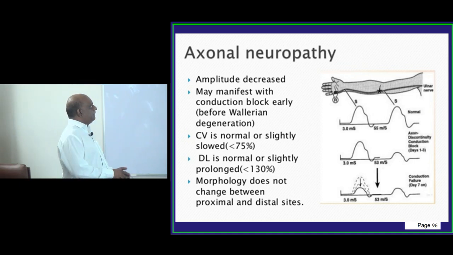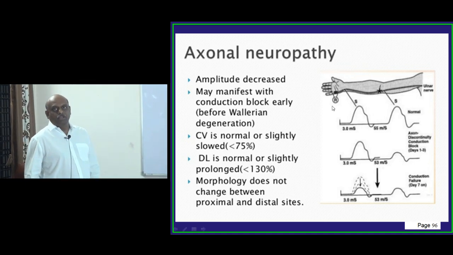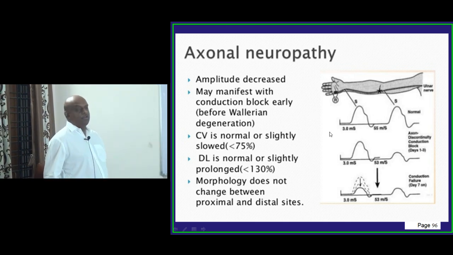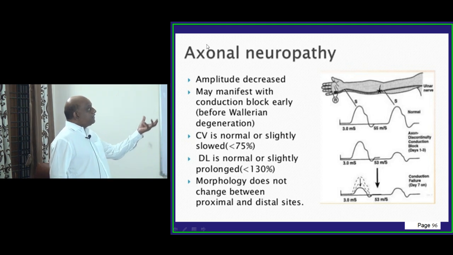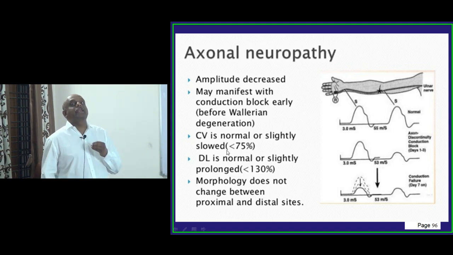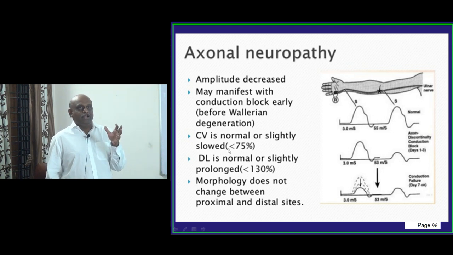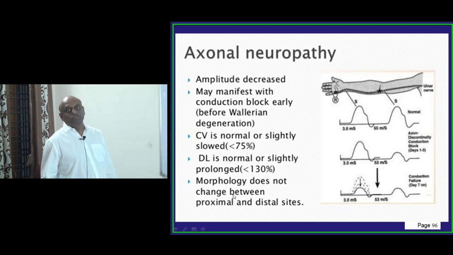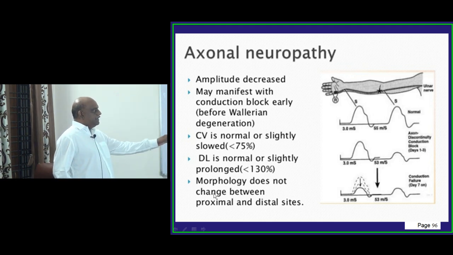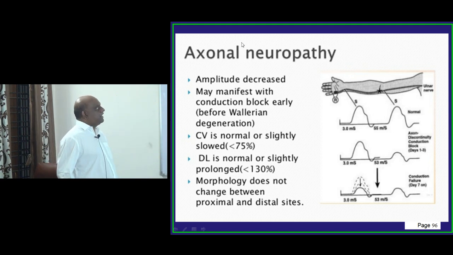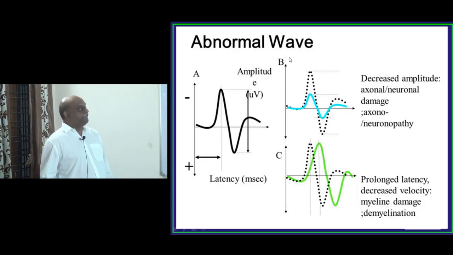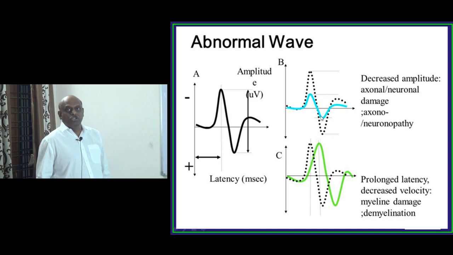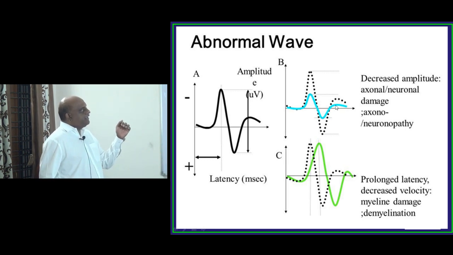Axonal neuropathy, what happens in this? If you do the nerve conduction study, amplitude will decrease and the conduction velocity is normal or only slightly slowed in axonal neuropathy. Amplitude of the electrical signal becomes diminished, but conduction velocity is normal. And the morphology does not change. That is the feature of axonal neuropathy. So, whenever there is any decreased amplitude, you should always think of an axonal neuropathy.